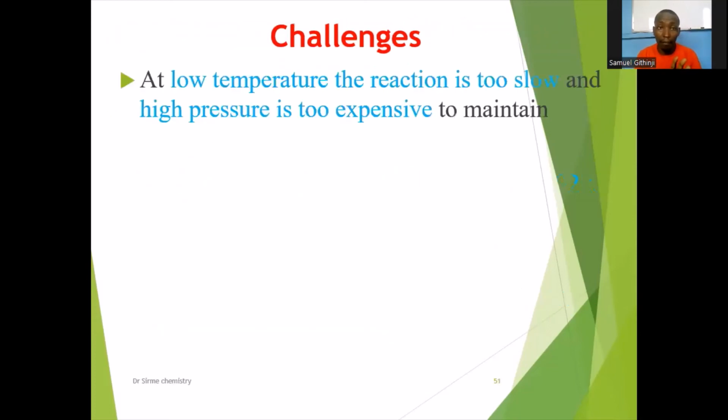There they are. At low temperature, yes, it is favorable for formation of ammonia, but actually the reaction will be too slow. You take a lot of time to generate a sufficient amount of, not nitrogen, but ammonia. At very high pressure, you need a lot of money to buy those pumps that will maintain those very high pressures. So the cost of production will still be high.